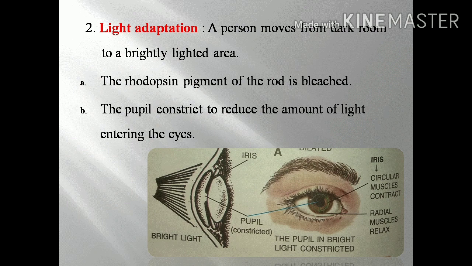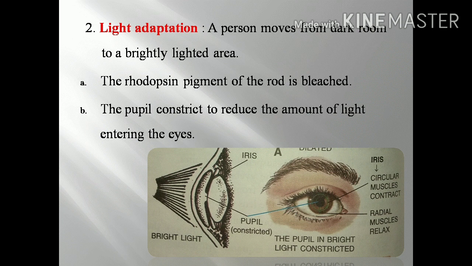Next, light adaptation. When a person with dark adapted eyes moves to a brightly lighted area, as in coming out of a cinema hall after the noon show, he experiences a dazzling effect for a short period. After a few seconds, he comes back to normal viewing through light adaptation. This is the reverse of the dark adaptation.